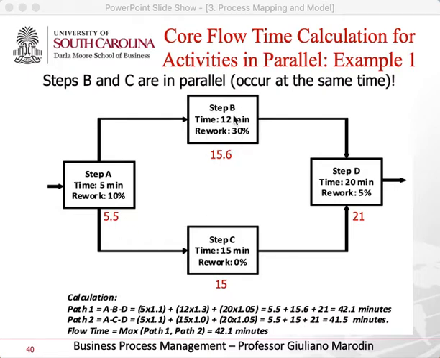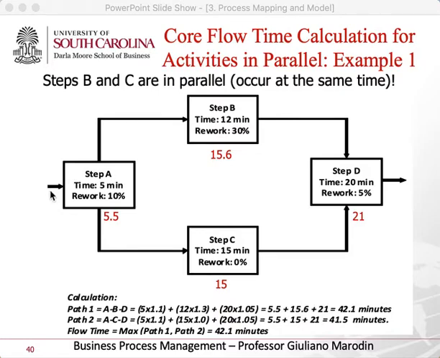For B, we're taking 12 minutes and multiplying by 1.3, so it's 15.6. 15 minutes times 1.0, so still 15 minutes, and then 20 times 1.05, which gives us 21 minutes. And that's what you have here. So that's the total time for each step. So we know the time of each step. Now we need to find out how many paths we have.